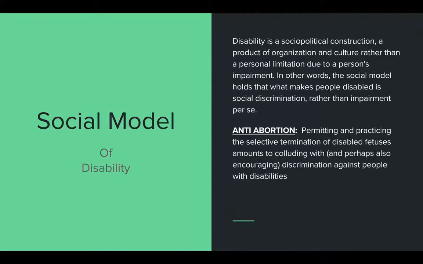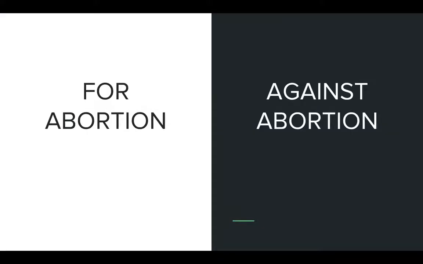Permitting and practicing the selective termination of disabled fetuses amounts to colluding with and even endorsing discrimination against people with disabilities. Permissive regulation of abortion for disabled children only further strengthens the social discrimination that people with disabilities already face. So, with all of this being said, who is supporting selective abortion for fetuses diagnosed with Down syndrome, and who is against it?